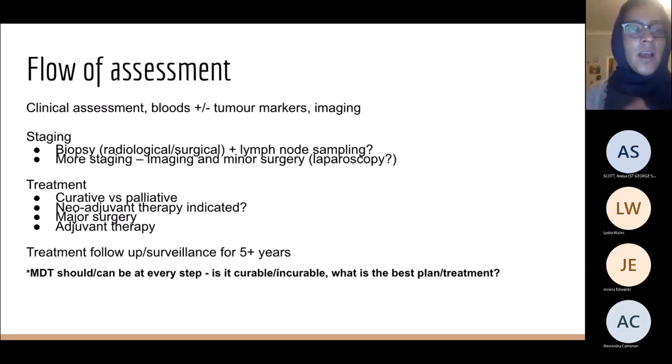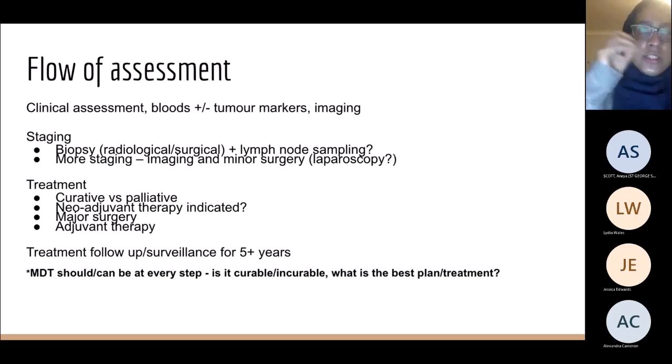Once you do all of that initial assessment and you've established that this person has a cancer, then you need to think about staging. This is assuming that someone will be going for some kind of treatment potentially. So things like a biopsy, either radiological staging or surgical staging. Again, I'm going to discuss that in a few moments' time.